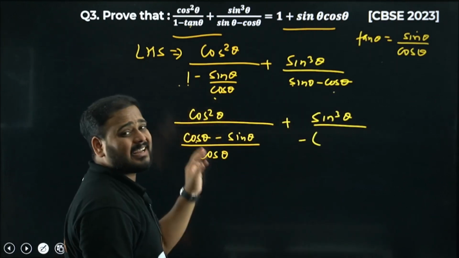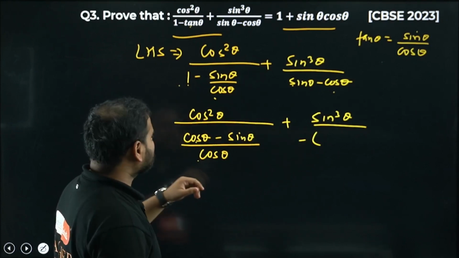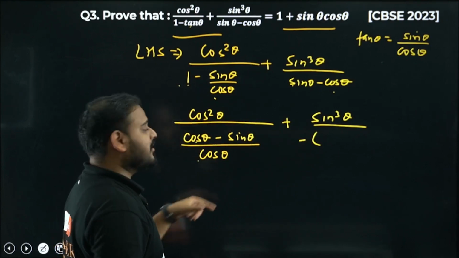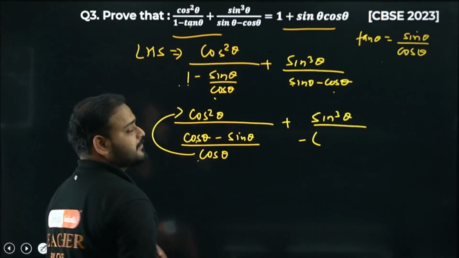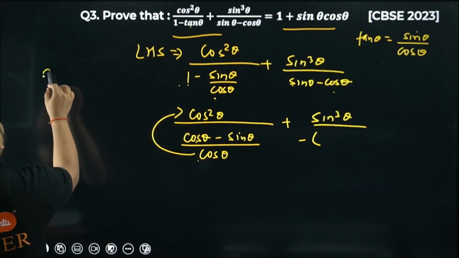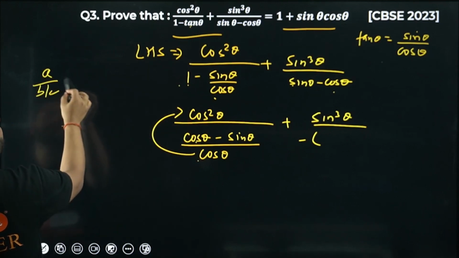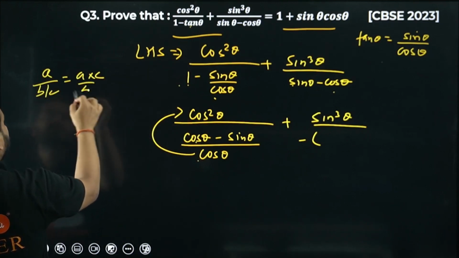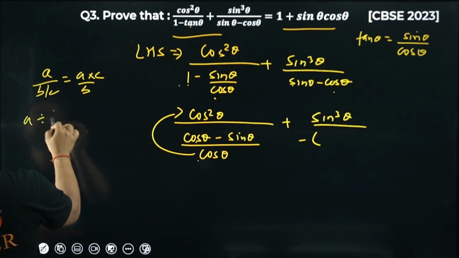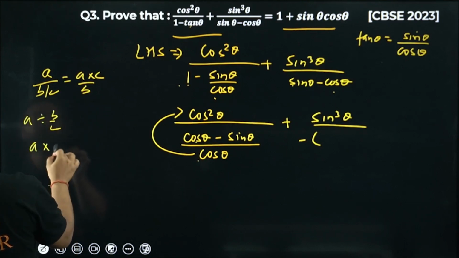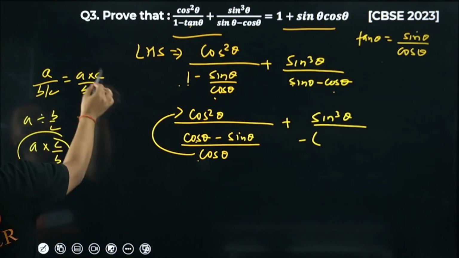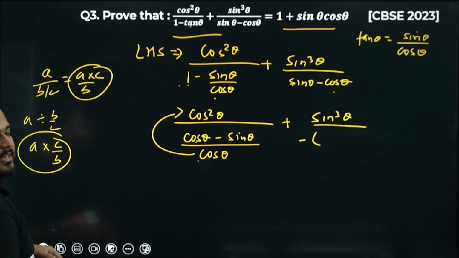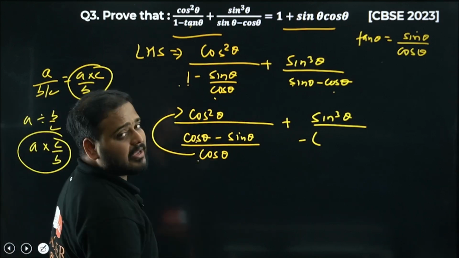Why am I doing that, sir? Because I can take LCM easily then. So there's no LCM, sir. This is cos, but this cos will go up, right? How come, sir? Please check. A divided by B upon C, how much is that? A into C upon B, right? A divided by B upon C is A into C upon B. Same thing. Please check. So this cos will go up, making it cos cube.